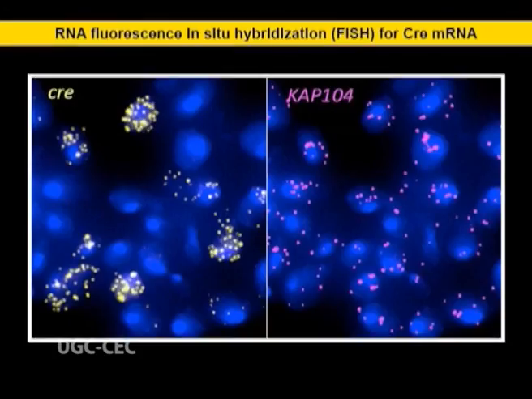For example, RNA fluorescence in-situ hybridization for Cre mRNA shows genetically identical cells in which expression of Cre is epigenetically regulated. KAP104 is a control gene whose expression is not epigenetically regulated.